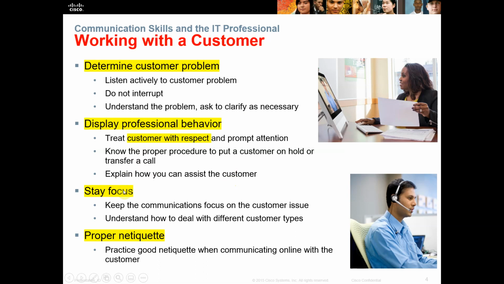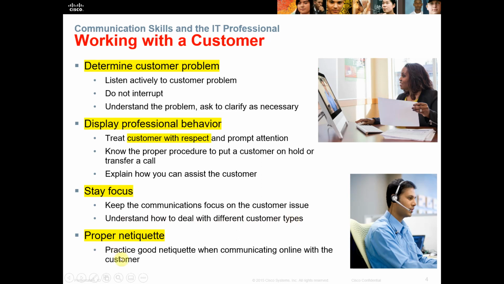Always stay focused on the problem. Keep the communication focused on the customer's issue. Whenever you are communicating with customers, you are supposed to focus on the problem. Understand how to deal with different customer types. We may face different types of customers in day-to-day life, like ladies, gents, girls, boys, or others, and they have different types of problems. You should know how to deal with different types of customers.